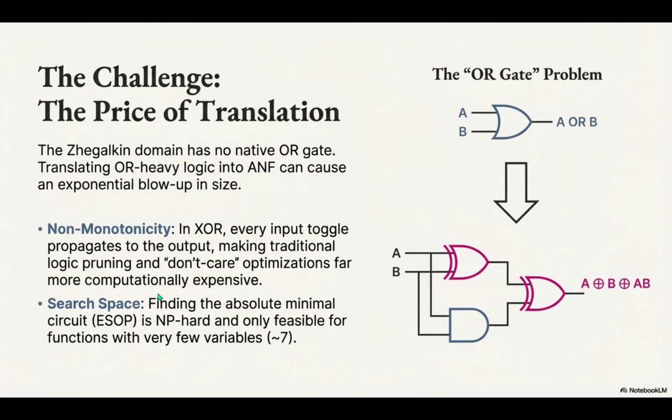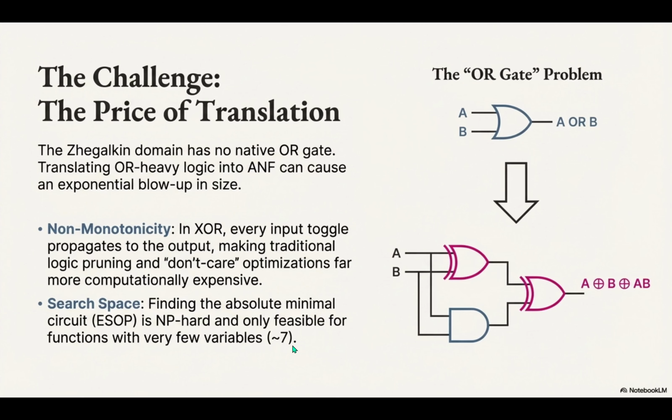This non-monotonicity makes traditional logic pruning and don't care optimization far, far more computationally complex in the XOR domain. Plus, finding the absolutely minimal circuit representation, called the exclusive sum of products, or ESOP, is an NP-hard problem. A very hard problem. The established algorithms for minimizing SOP are incredibly fast and mature. In contrast, the sources note that exact ESOP minimization is currently only feasible for very small functions, sometimes 7 variables or fewer. So we simply don't have the tools to guarantee the best possible circuit for large XOR-heavy designs yet.